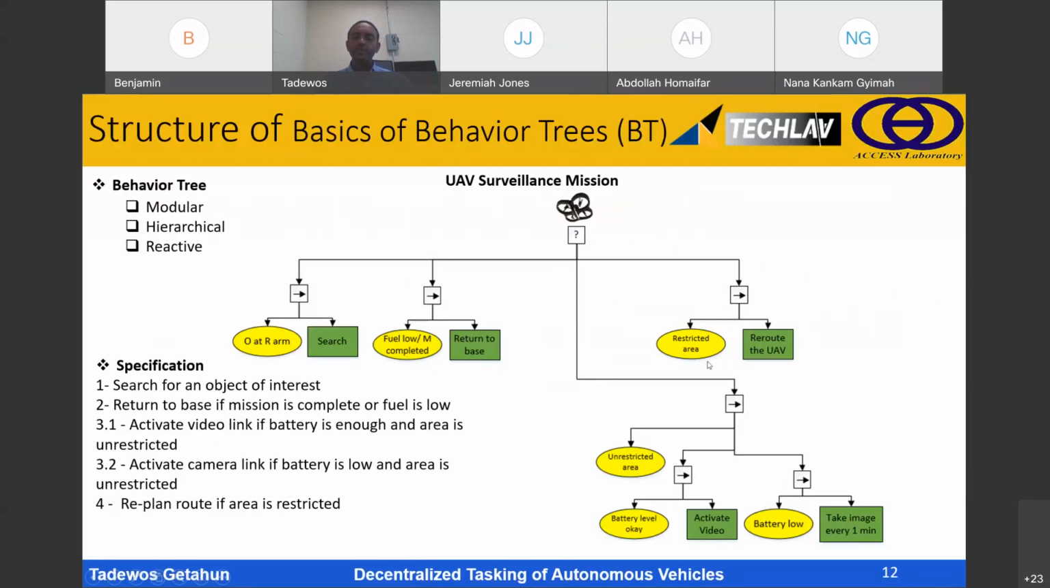They are reactive because we can guard each action by a condition. For example, for specification number 2, we have the condition fuel low or mission complete. If that is the case, we perform return to base. So by guarding each action with a condition, we can incorporate the reactive property in behavior trees.